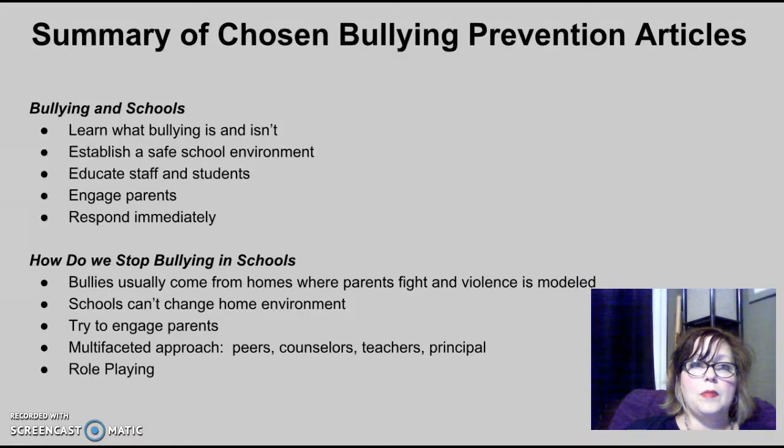So next, I'm going to go over some of the articles that I chose. One article was bullying in schools, and it really focused on learning what bullying is and isn't. Sometimes things aren't as much bullying as much as they're just a kid's upset and they're lashing out. It's more at themselves, and other people might be around. Then establish a safe school environment. You've got to do that.